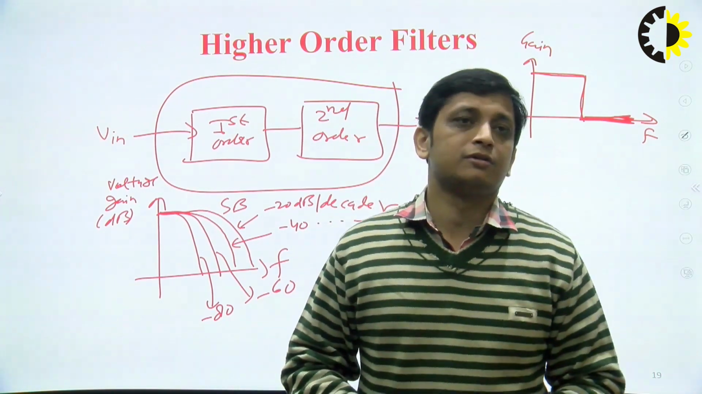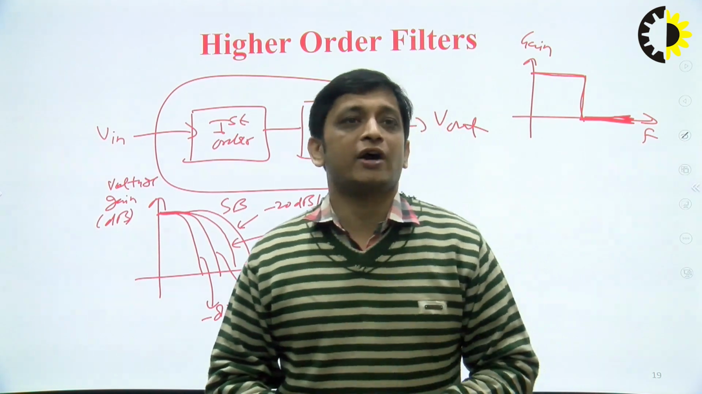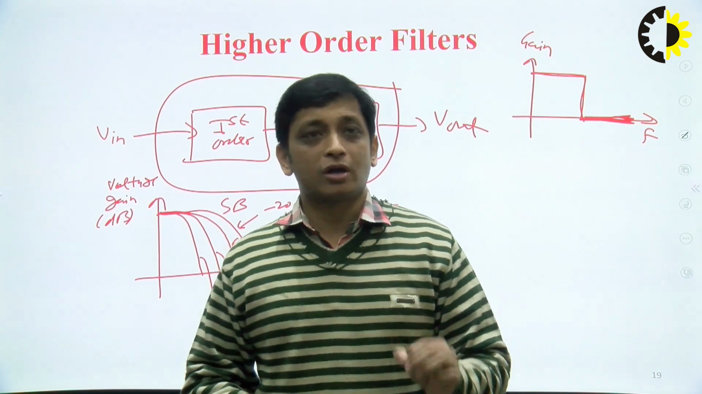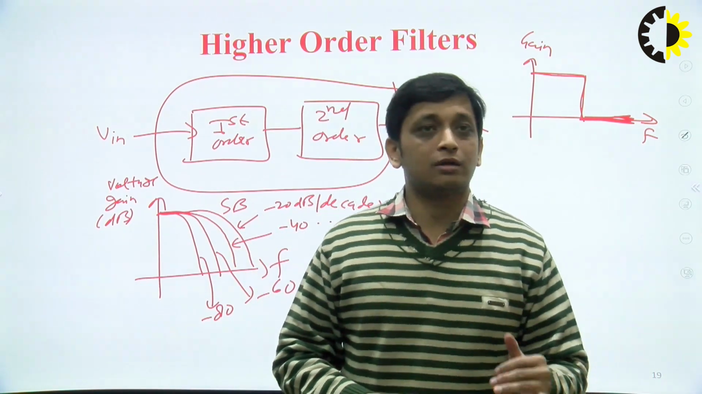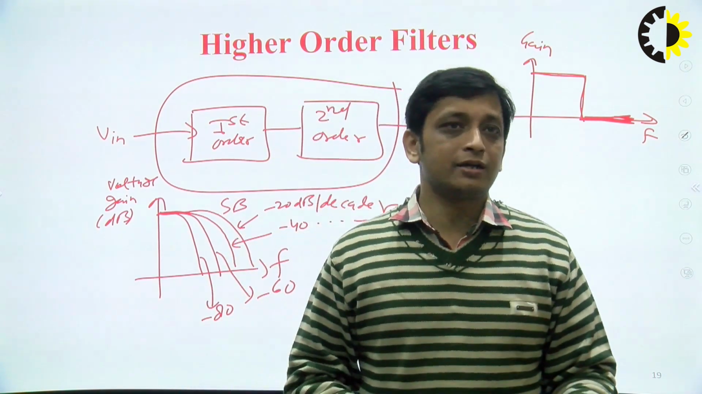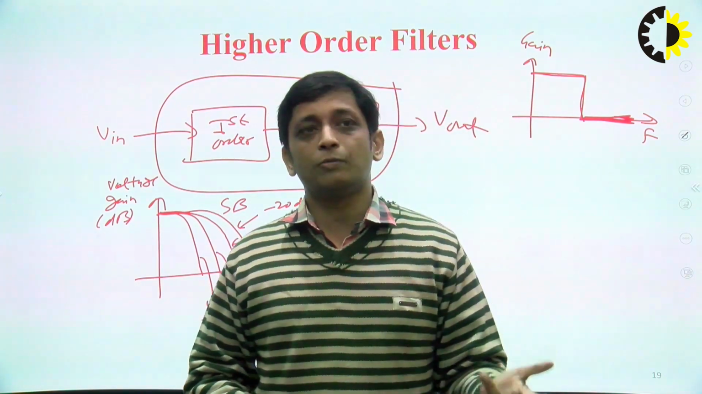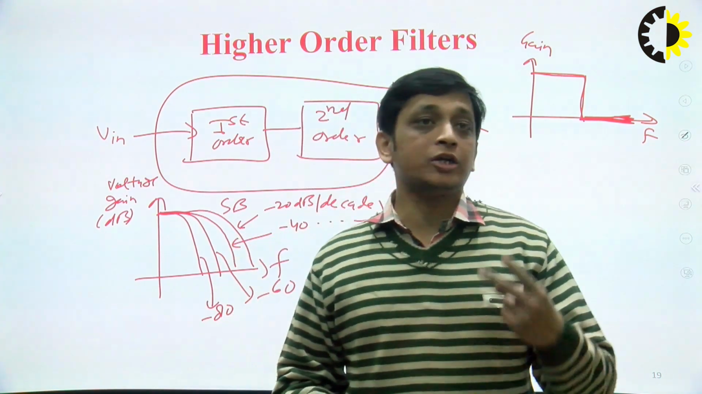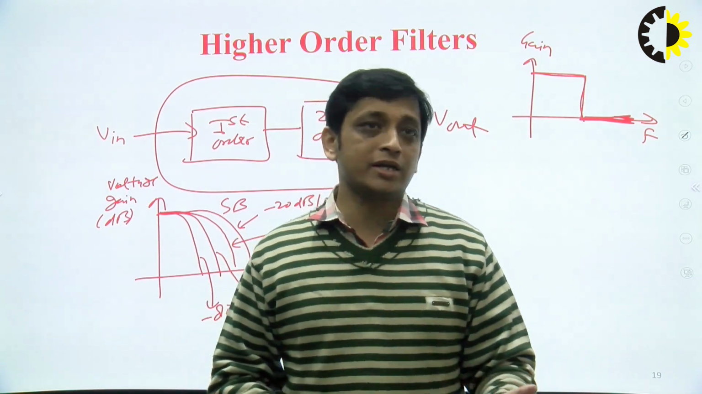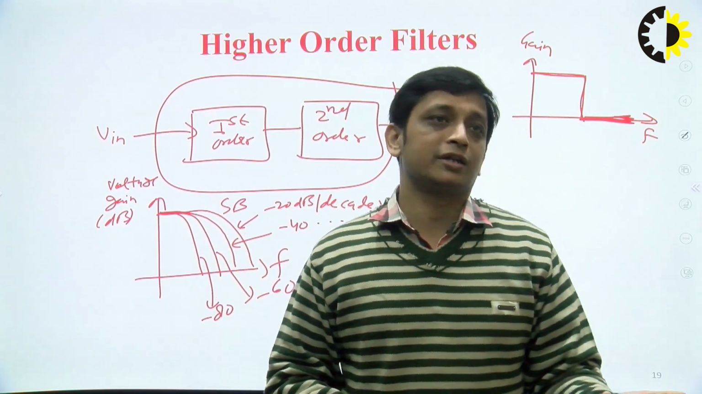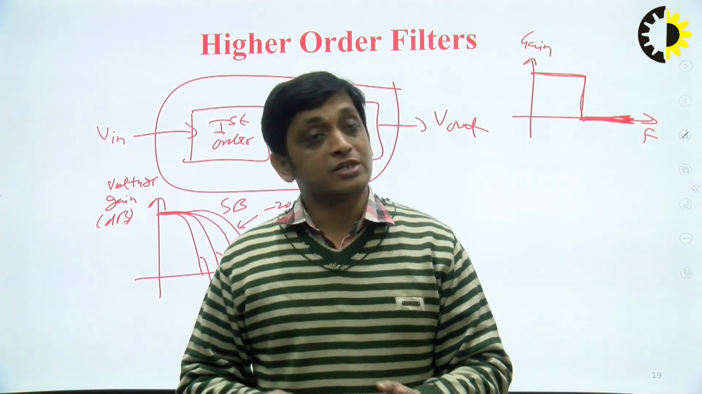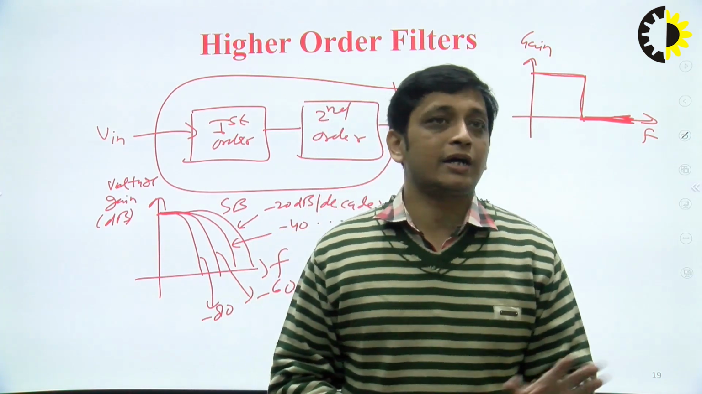But the limitation of higher order filters is that as the order of the filter increases, the number of components required will be more and the circuit will be complex. You can understand it: if you design a fourth order low pass filter, then you will require two second order low pass filters. Then of course, the number of components will increase, and the complexity of the circuit will increase. That is the limitation of the higher order filters. But the advantage is that the stop band response approaches the ideal response.